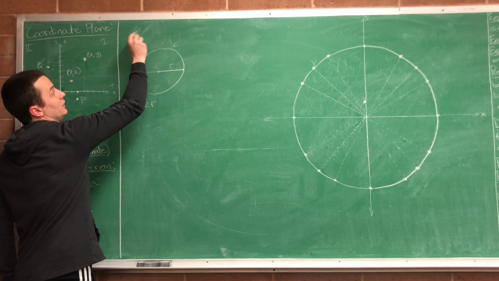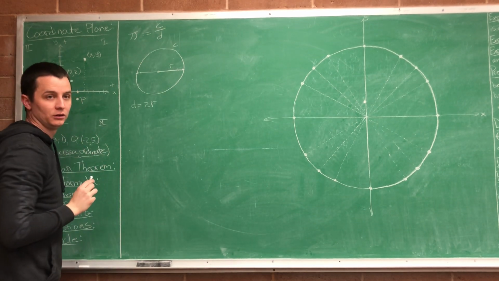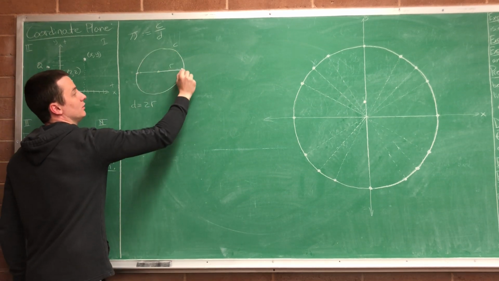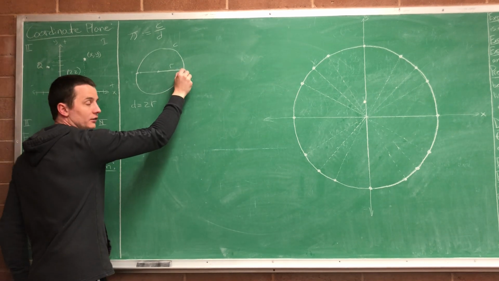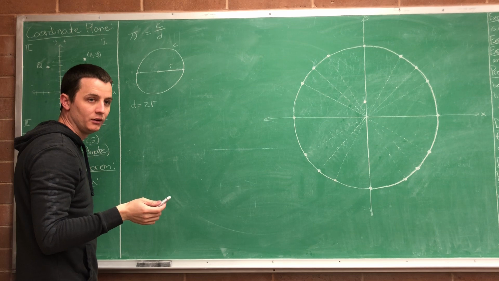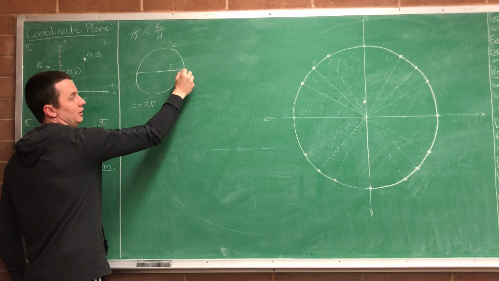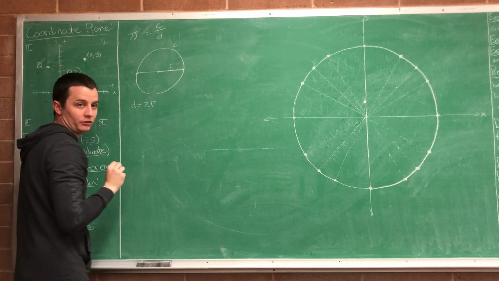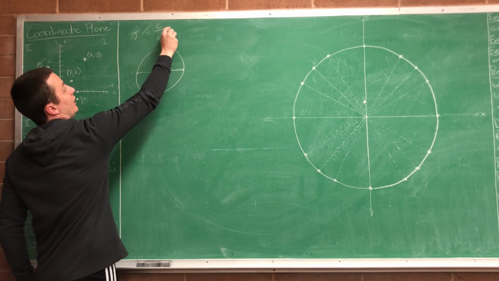So pi, by definition, is equal to circumference divided by diameter. So it's the ratio of this distance to this distance. And for any circle you draw, its circumference is roughly 3.14 times as long as its diameter. So if I were to draw a circle here with a diameter, we'll pretend that that's 10 inches, then the circumference is roughly 31.4 inches. Make sense?